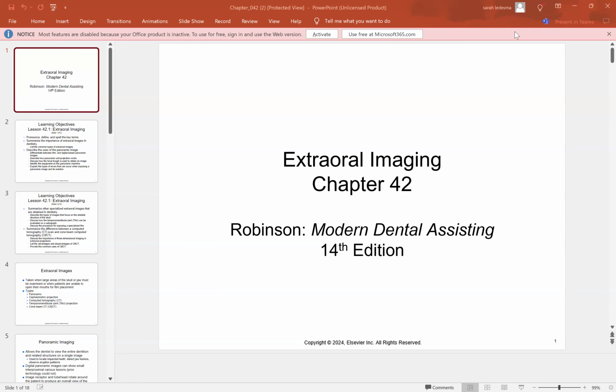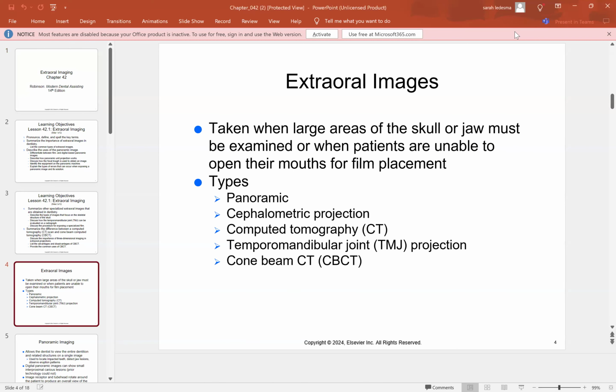Video lecture chapter 42, Extraoral Imaging, in the Modern Dental Assisting book. Extraoral images are taken when large areas of the skull or jaw must be examined or when patients are unable to open their mouths for film placement.